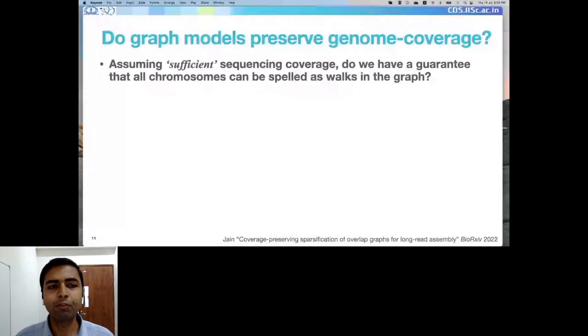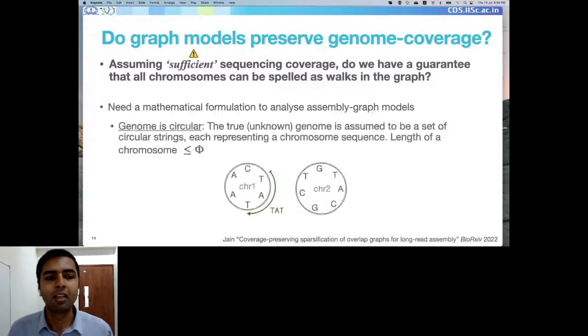Now, to answer this question, first I need to convert this question into a well-formulated problem, because so far I've not described what we mean by sufficient sequencing coverage, right? So let's start with converting this question into a well-formulated problem. The first assumption we will make is that the genome is circular. So the true genome is assumed to be a set of circular strings. Each circular string represents a chromosome sequence. And we will assume that there is some known upper bound for the chromosome length, and we will denote it using phi.